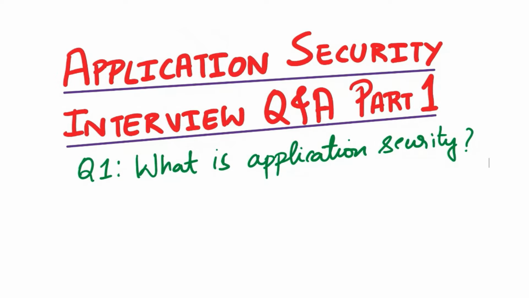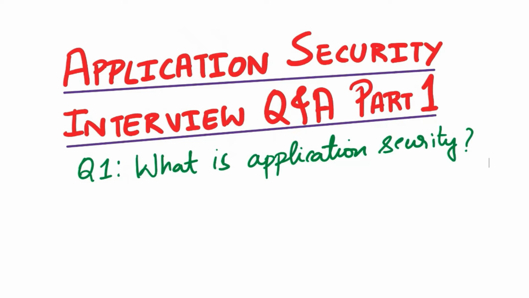So to start with, question number one, what is application security? Application security is mostly referred to as AppSec. It is the practice of protecting software applications from security threats and vulnerabilities throughout their development lifecycle. The primary goal of application security is to ensure that applications are designed, built, and maintained with security in mind. This reduces the risk of security breaches and data breaches.